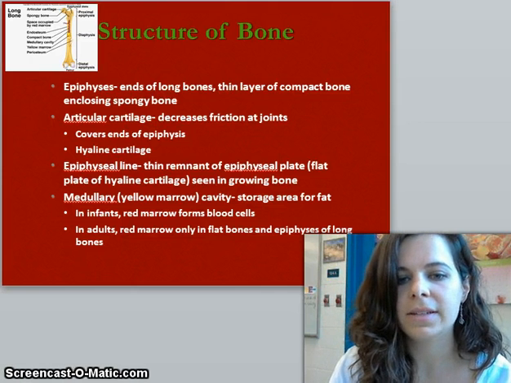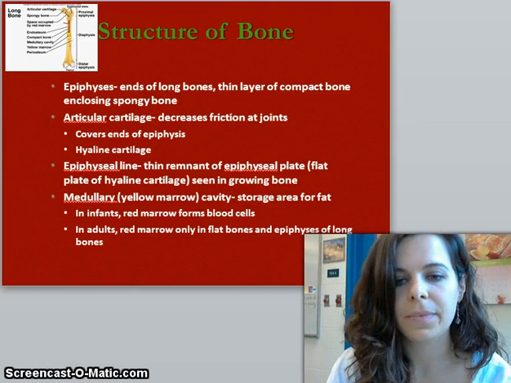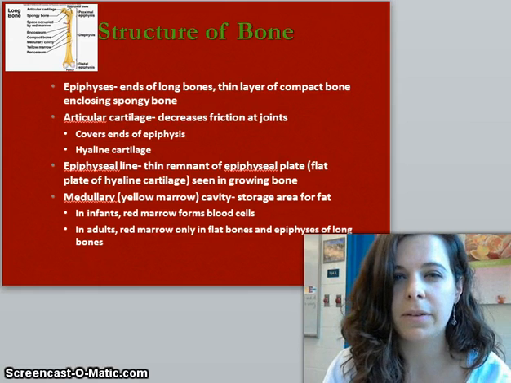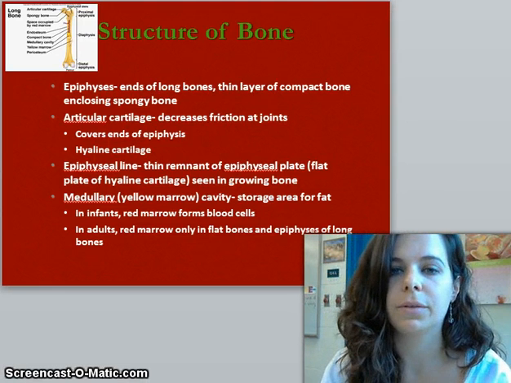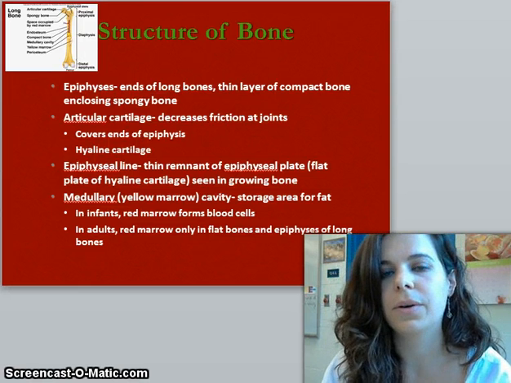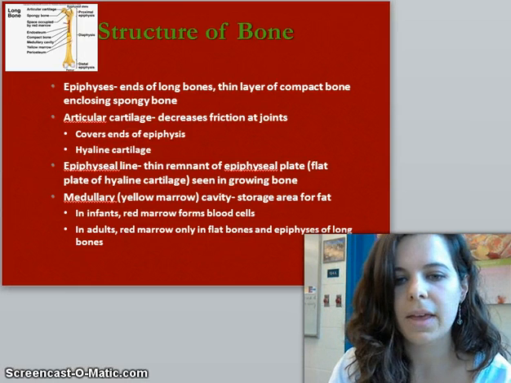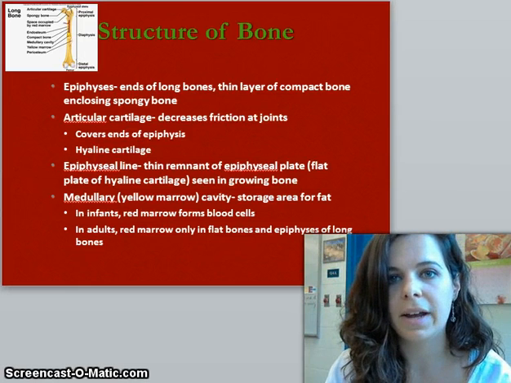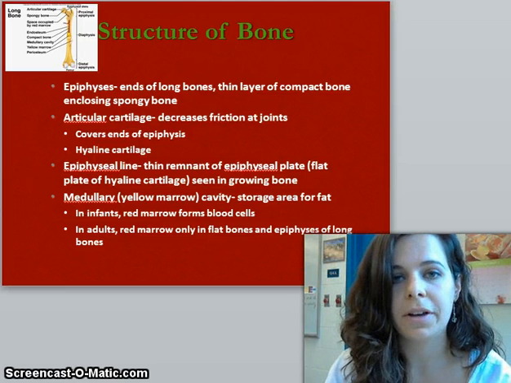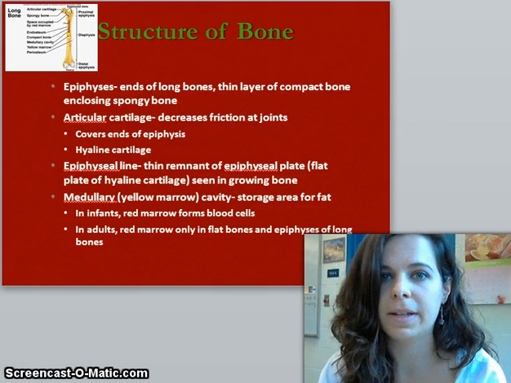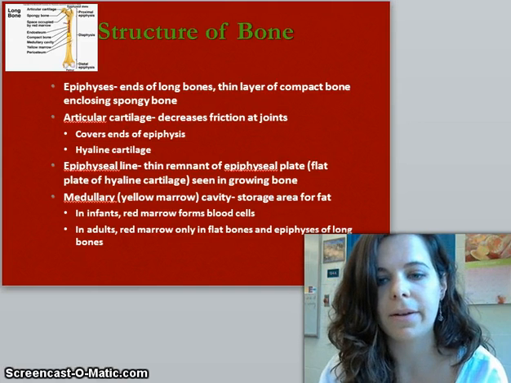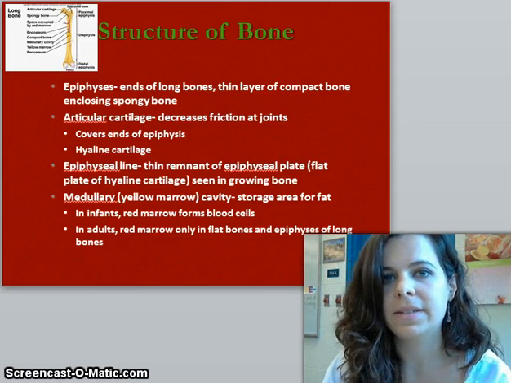Right near your epiphyses are your epiphyseal lines. This is a thin remnant of the epiphyseal plate, which is hyaline cartilage that you would have if you were still growing. But as an adult, they turn into a hardened line. And then in the middle, you have your medullary cavity, which is a storage area for fat. In infants, this is filled with red marrow that helps make blood cells. But in adults, you only find red marrow in flat bones and in the epiphyses of long bones.